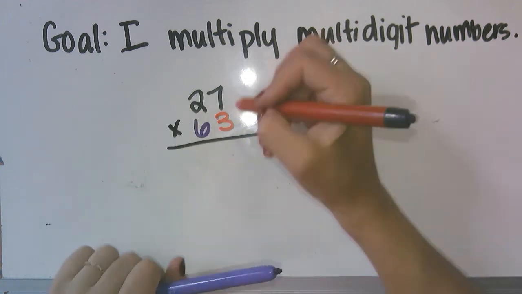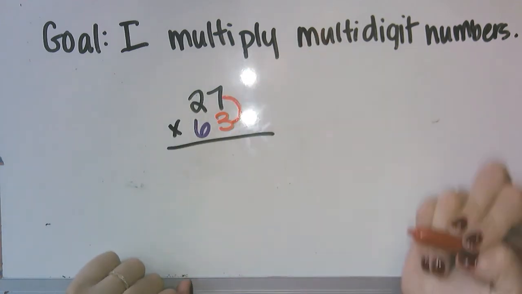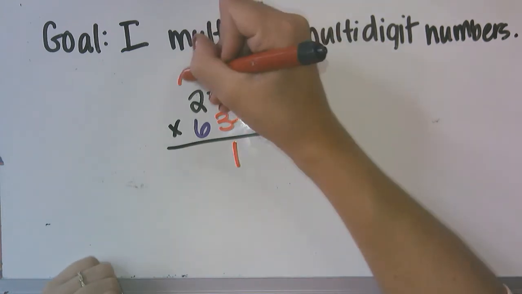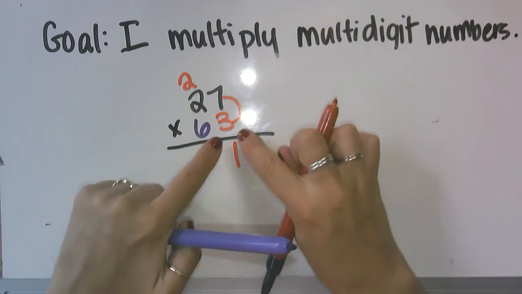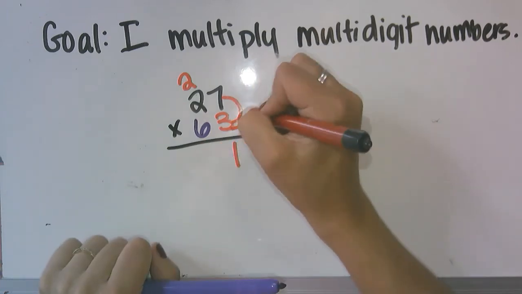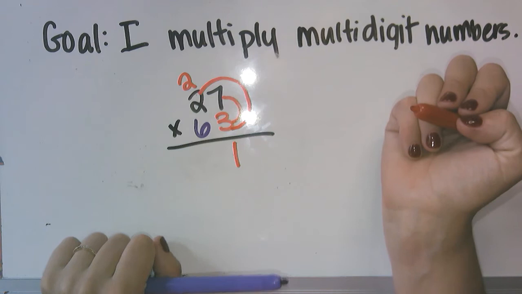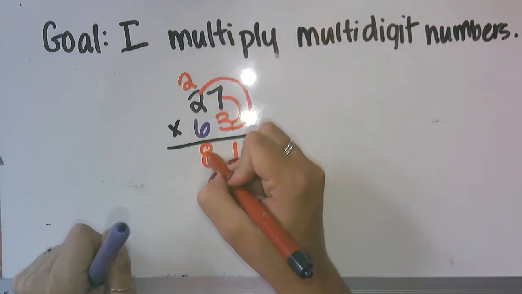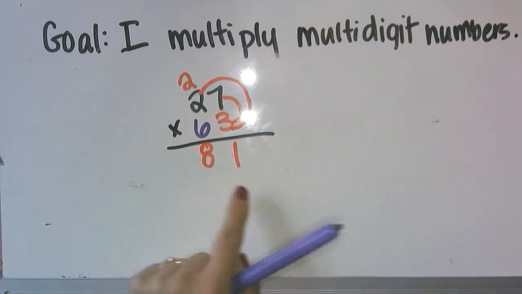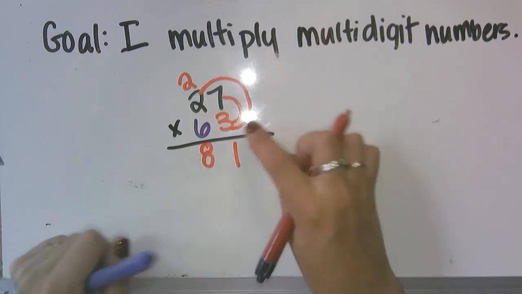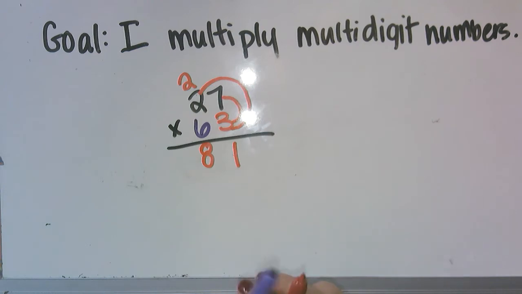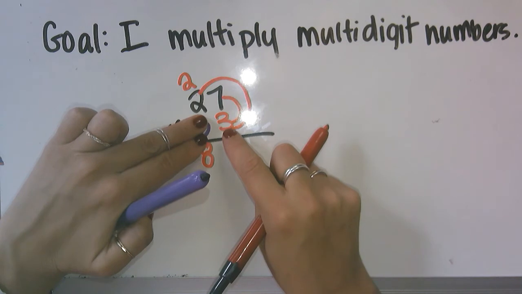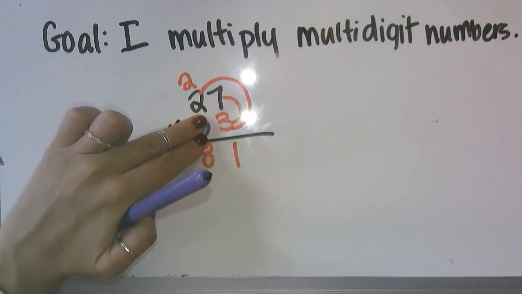So to start, we're going to do 3 times 7. And 3 times 7 is 21, so I write down my 1 and I carry the 2. Now I'm still at my ones, so I'm going to do 3 times 2. And 3 times 2 is 6, plus 2 is 8. So I have 81 as my answer to 3 times 27. So now my ones place right here has multiplied both of my top numbers, so I'm done with it.